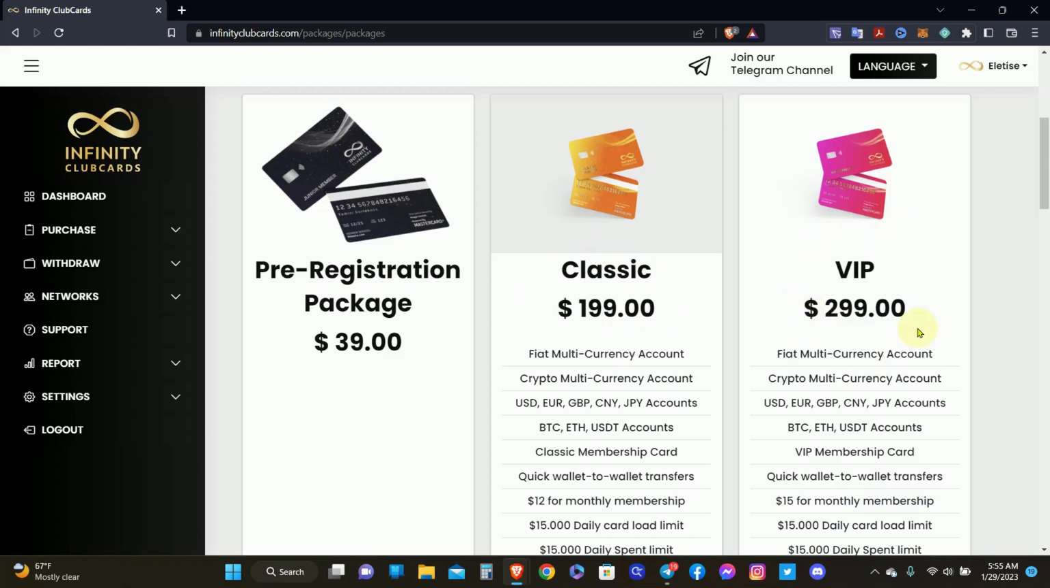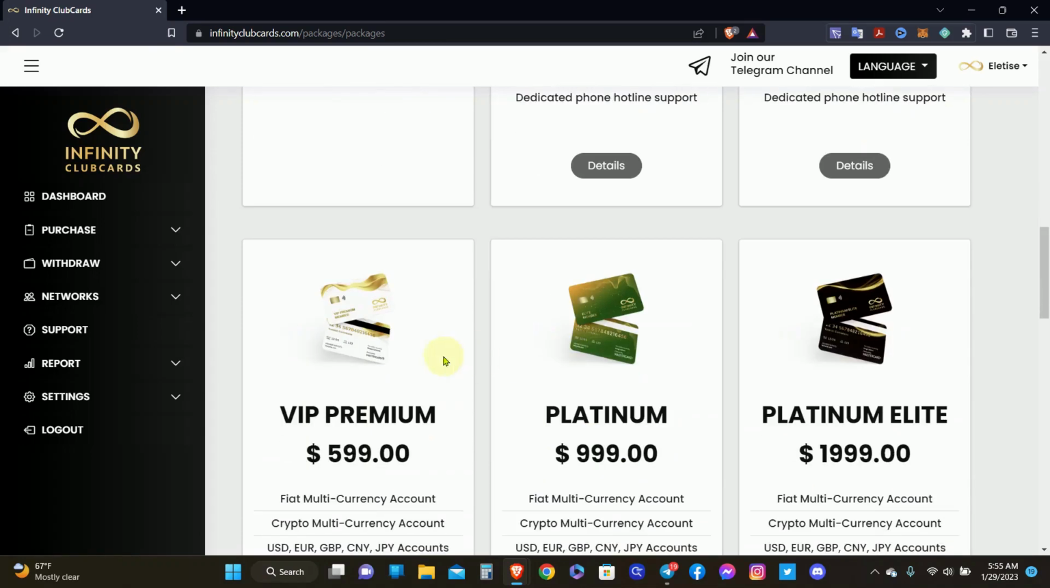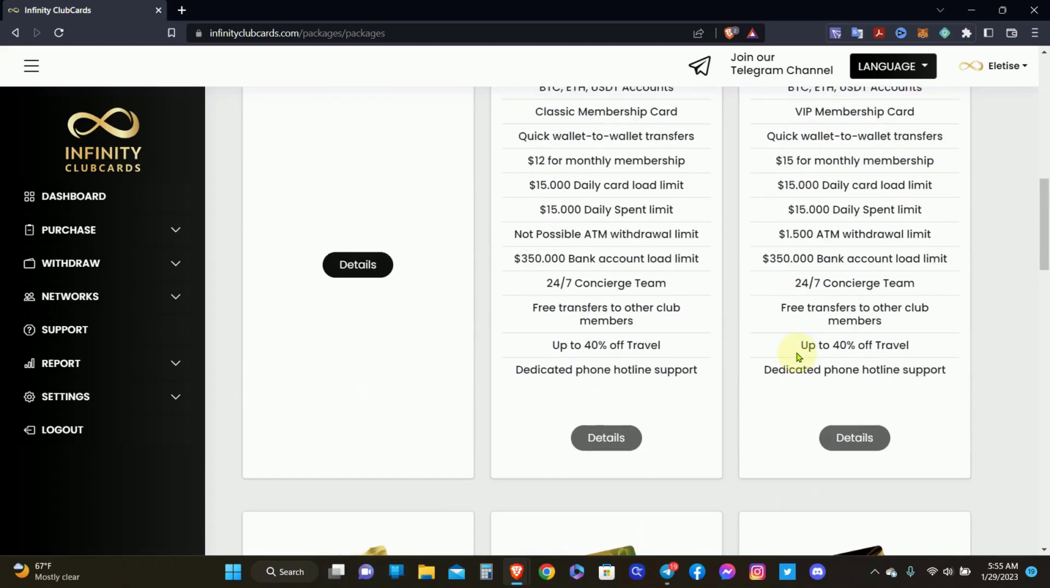Then instead of spending $300 for the VIP card, you'll spend $200. And instead of spending $600 for the VIP premium, this one right here will be at a $200 discount, so that'd be $400. Now the rest of them will stay at the regular price. But you can see what the benefits are.